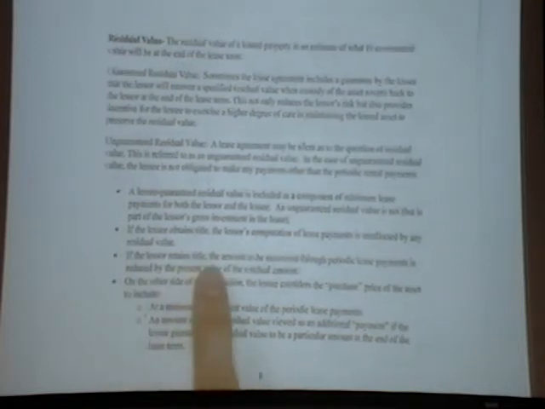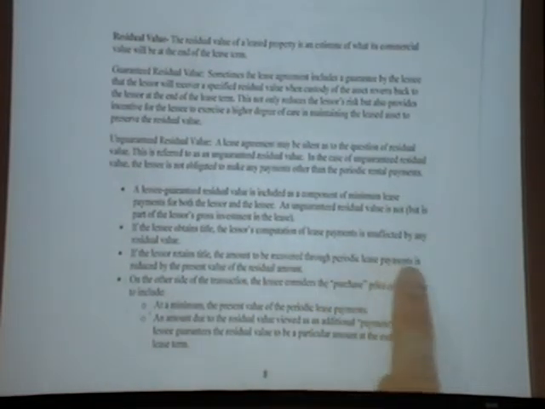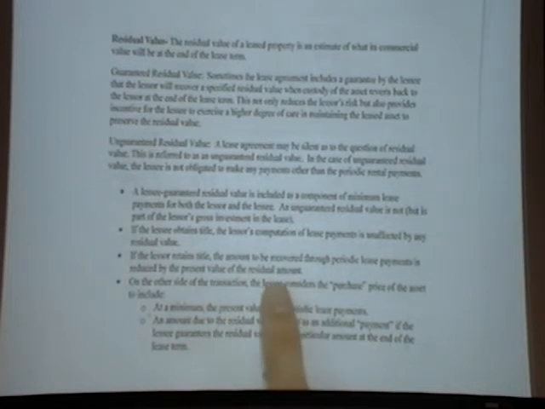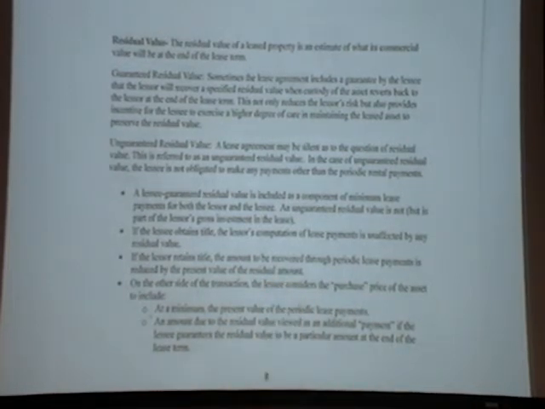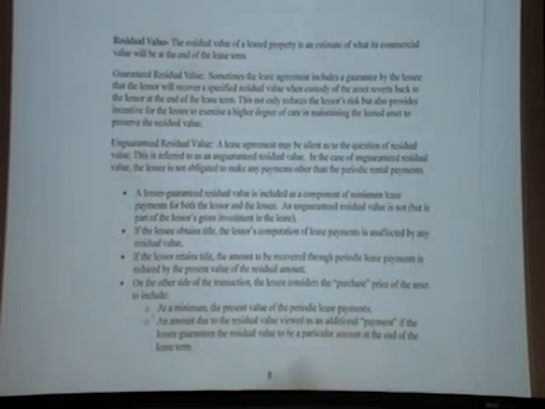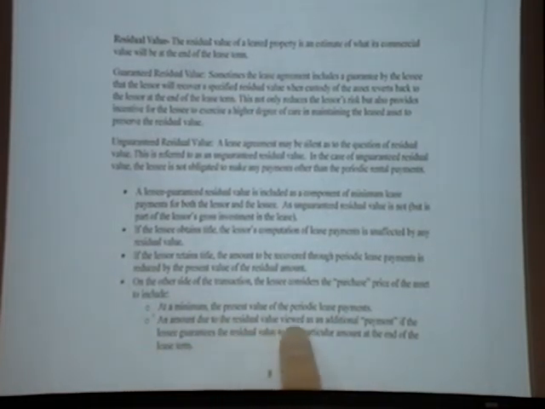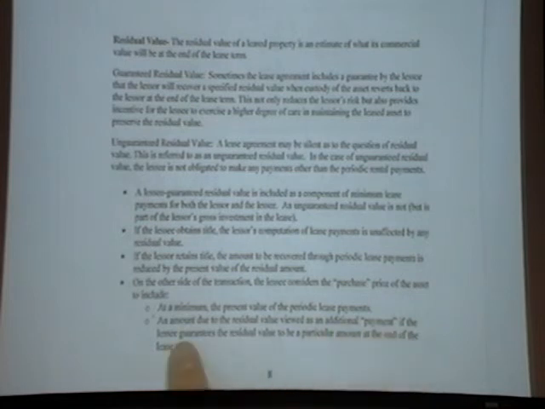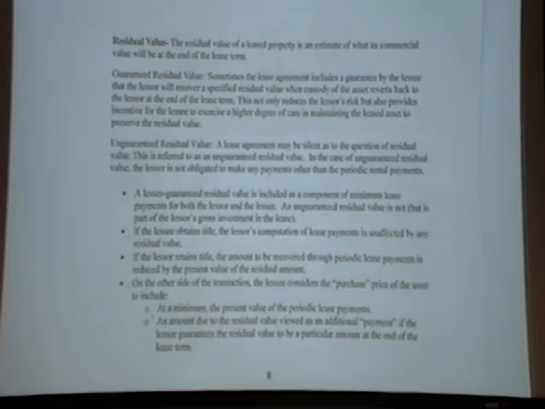If the lessor retains title, the amount to be recovered through periodic lease payments is reduced by the present value of the residual amount. On the other side of the transaction, the lessee considers the purchase price of the asset to include, at minimum, the present value of the periodic lease payments, plus an amount due to the residual, viewed as an additional payment, if there's a guaranteed residual value, and not if there is not one.